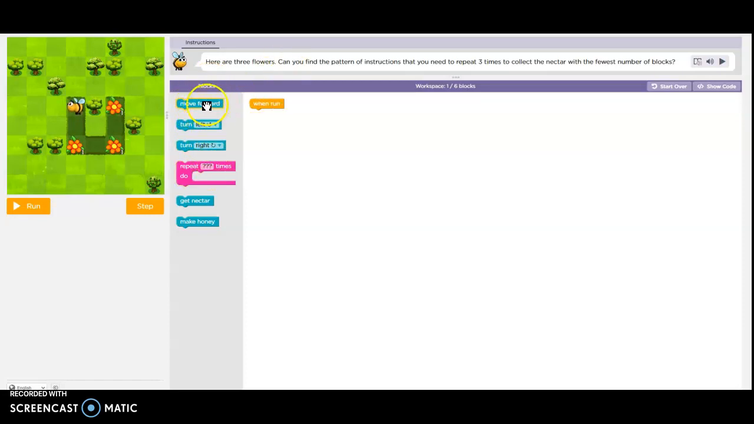This one is the move forward block, this one is the turn left, turn right, and the repeat block. I'm not going to be using the make honey block. I would be only using get nectar, repeat block, turn right, turn left, and move forward. So let me clear what they mean.